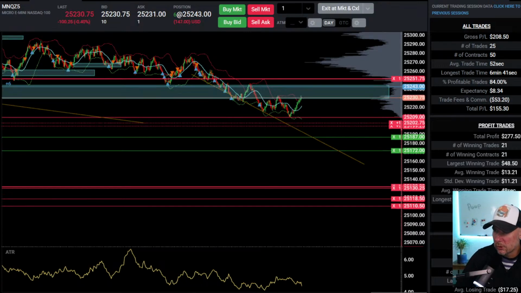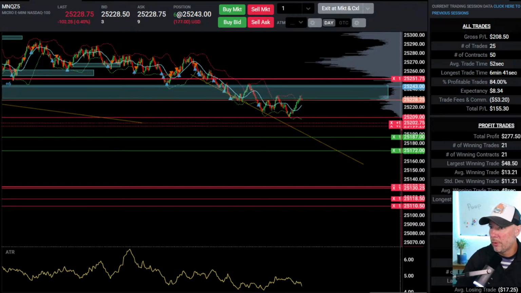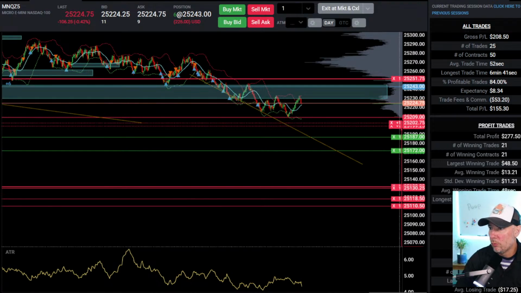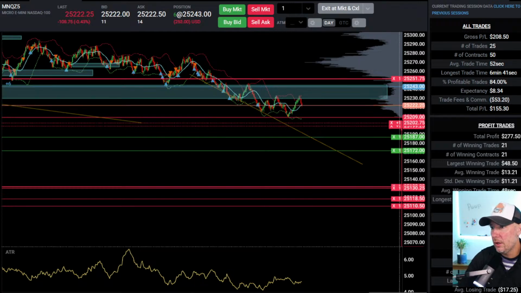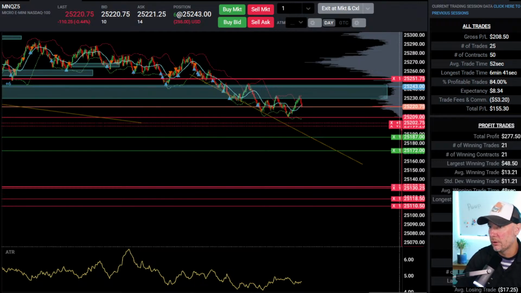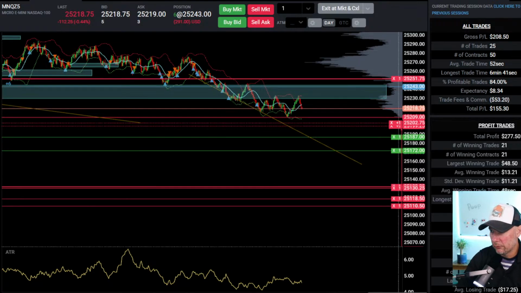All right, looks like we're trapping some shorts there with this breakout. They might definitely feel that pullback. Or they might say, nah, we were just kidding. We're about to find out.